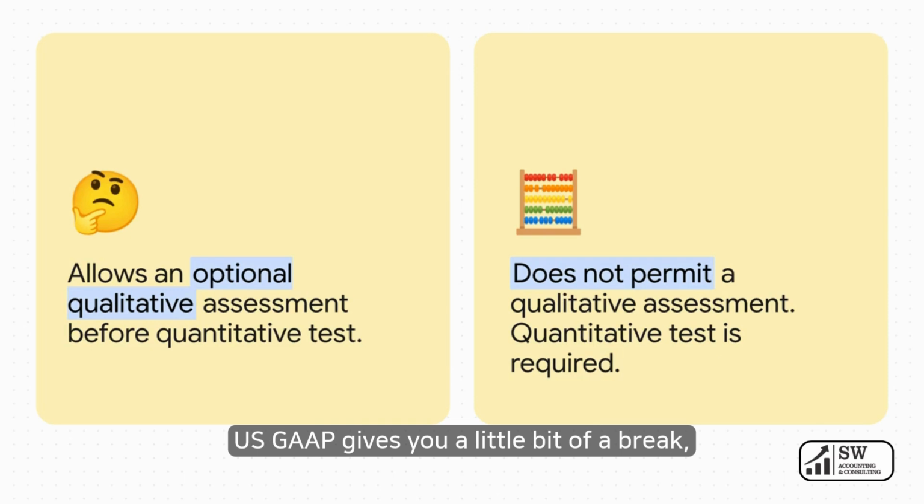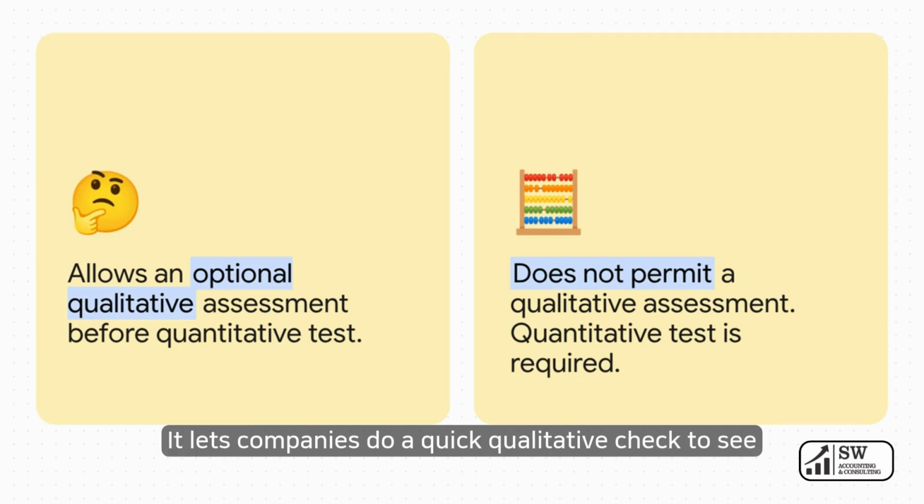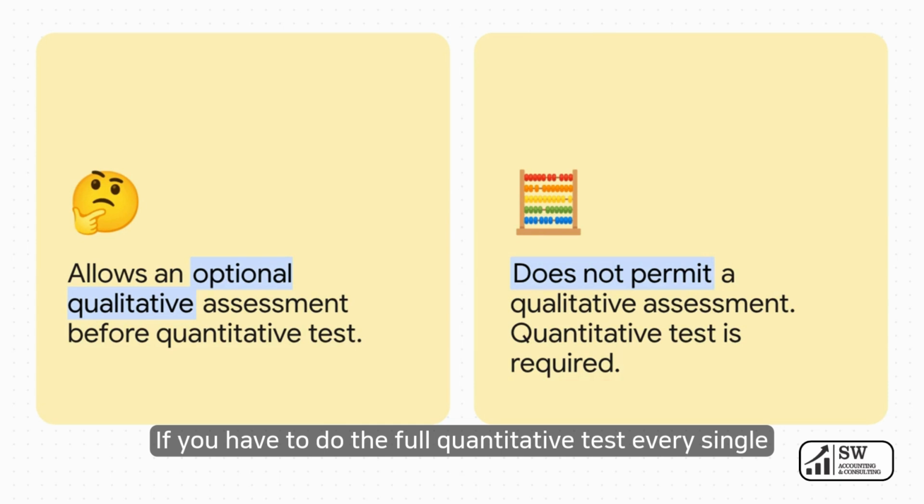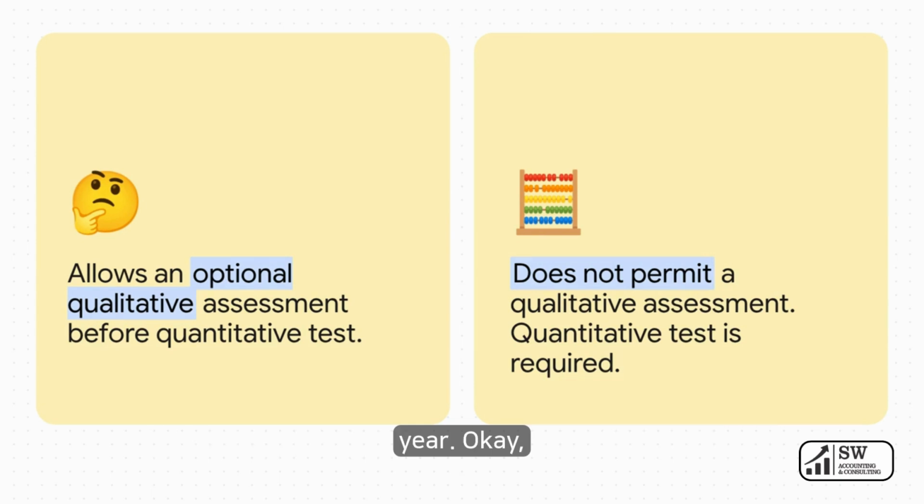For goodwill specifically, U.S. GAAP gives you a little bit of a break, an optional shortcut called Step 0. It lets companies do a quick qualitative check to see if it's more likely than not that goodwill is impaired. If things look okay, you can skip the big, hairy quantitative test for the year. IFRS offers no such off-ramp. You have to do the full quantitative test every single year.